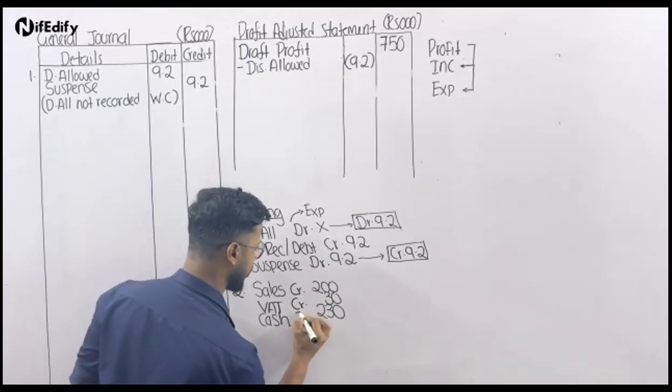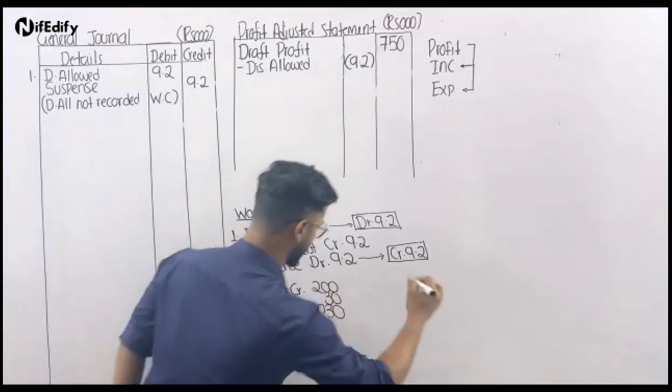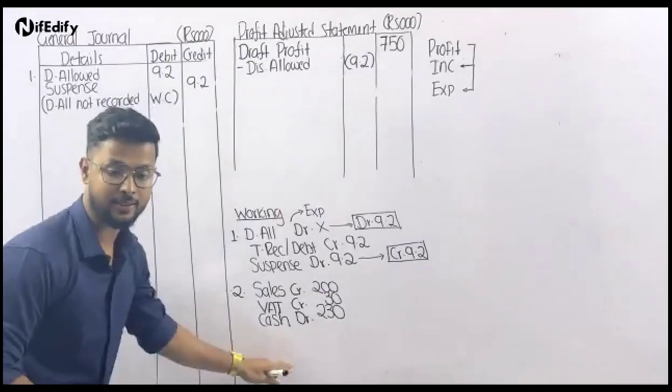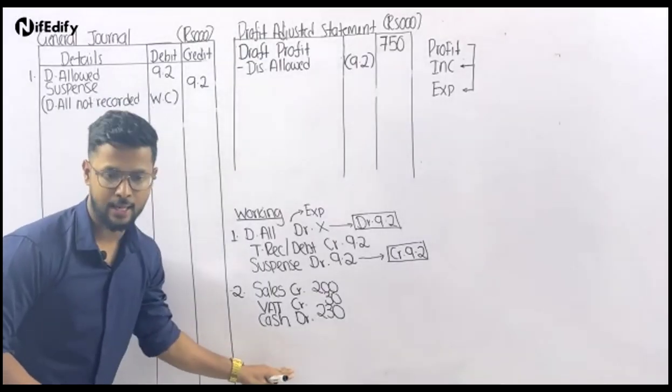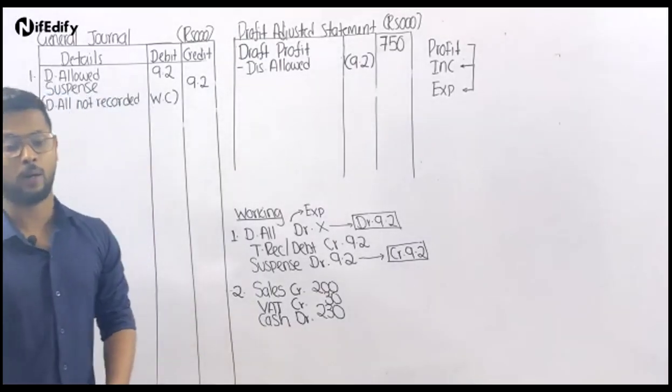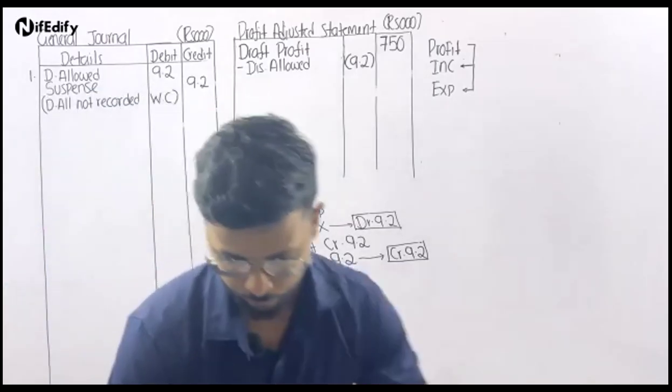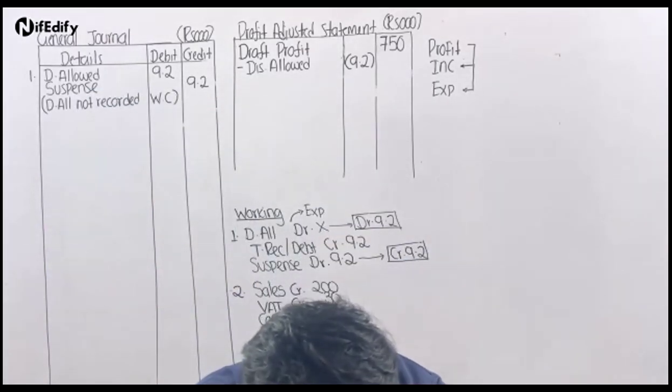Cash comes in, you need to debit. So this is the correct double entry. But what have they done? What do they tell you?